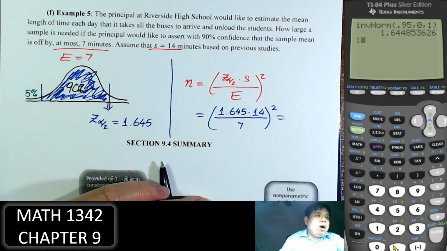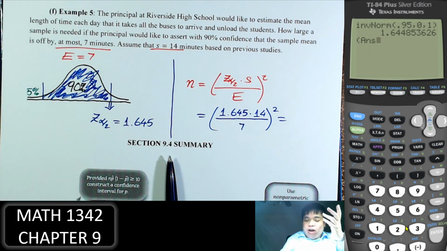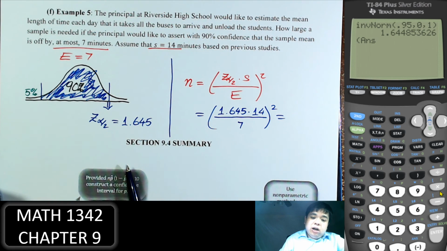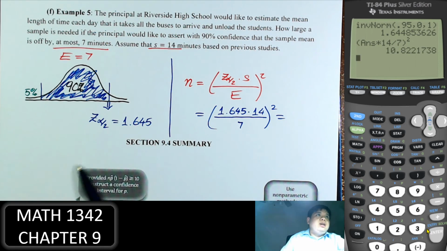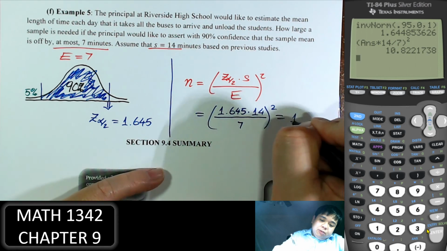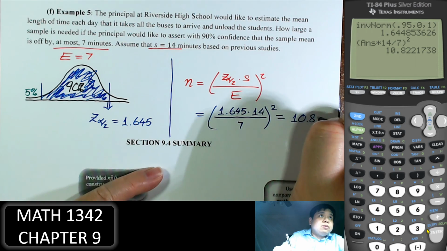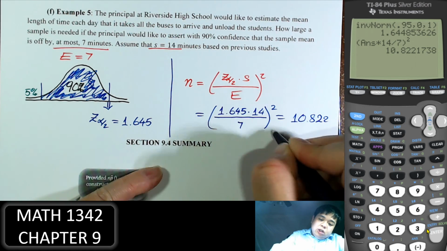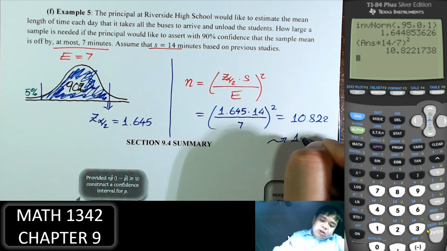So 1.645, just say second answer. I don't have to type the whole thing again. Times 14 divided by 7, or I should just say times 2 and then square that. We have 10.8222. So always round up to the next integer. So that will be 11.